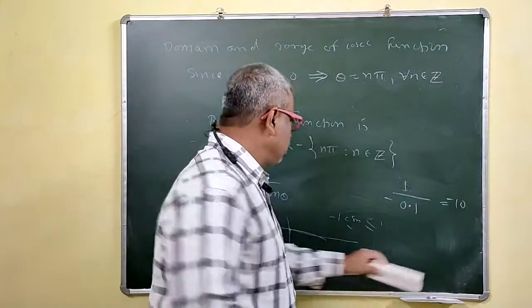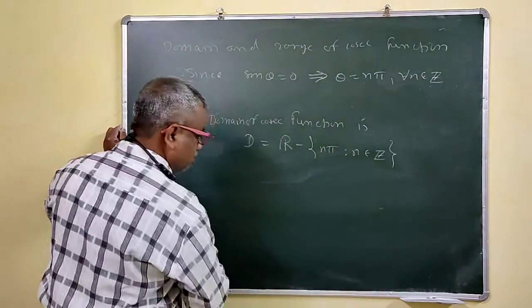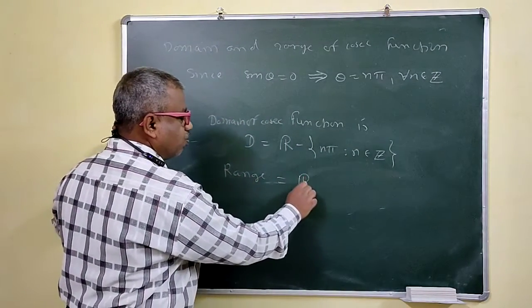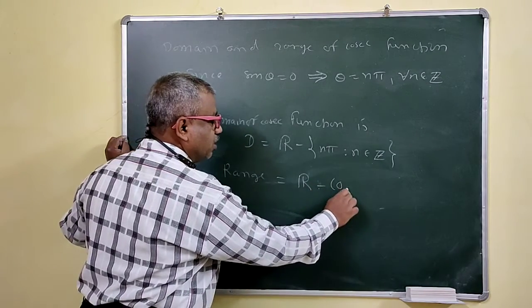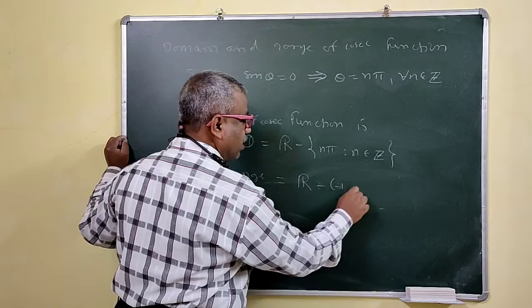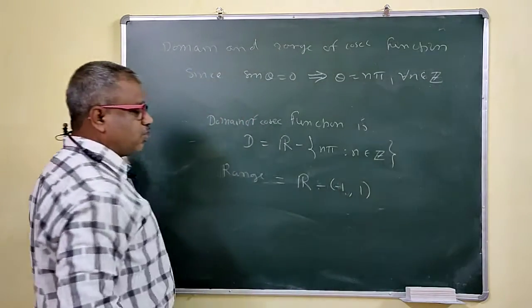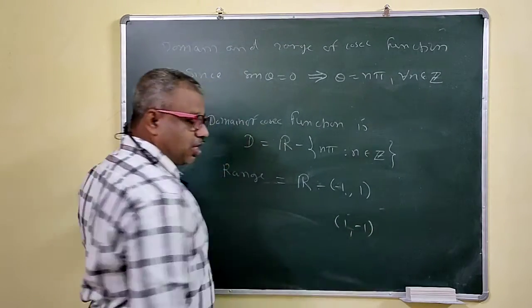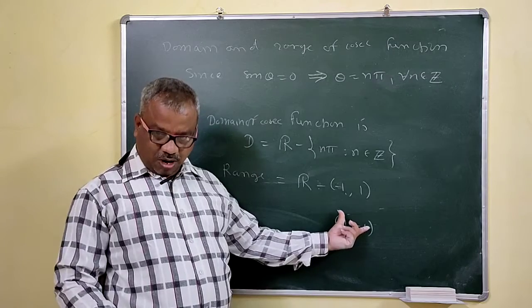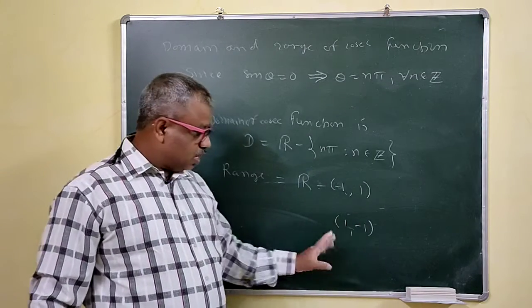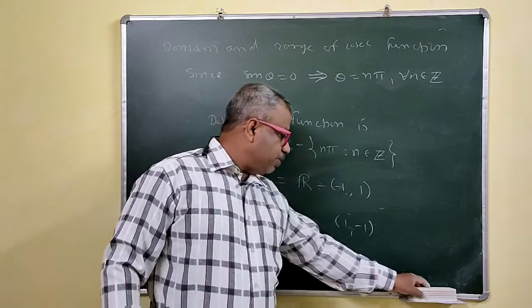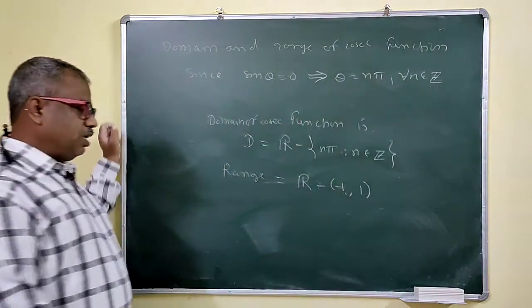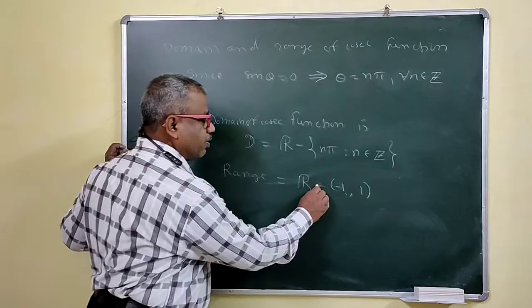So the range will be the set of all real numbers minus the open interval (-1, 1). If you are writing an open interval, the first number should be less than the second number. You cannot write (1, -1), because then it will not be an interval. So you cannot write this. This will be your set.